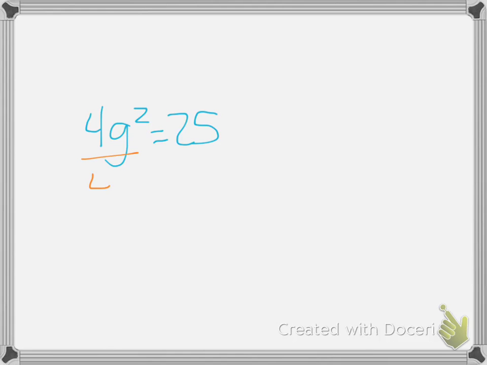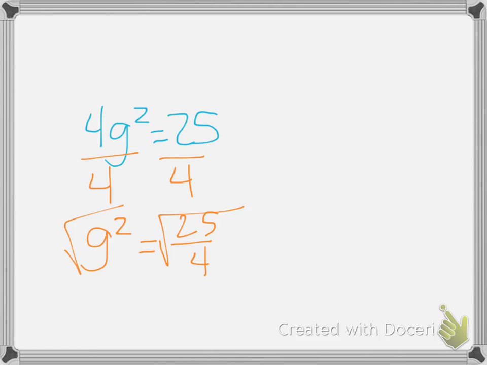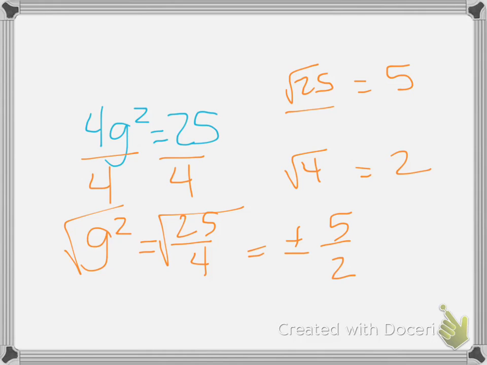Okay, trying to get g by itself, so we've got to divide by 4. So g squared is equal to 25 over 4. So we square root both of them. This is one of them that we learned in chapter 10. So I'm going to break it up. I'm going to square root 25, and then square root 4 and replace them. So square root of 25 is 5. Square root of 4 is 2. So I'm going to get plus or minus, don't forget the plus or minus, 5 over 2, because I replaced them back. So g equals plus or minus 5 over 2.